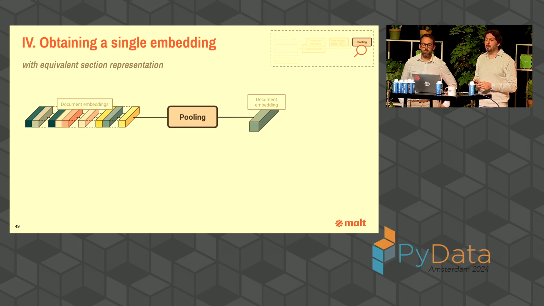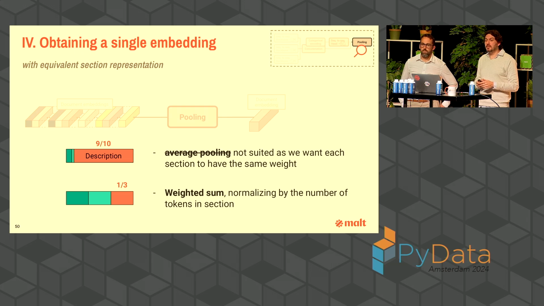Often we use average pooling, but in our case it's not well suited because the description contains many more tokens than all the other sections. So if we use average pooling, the final resulting embedding will contain mostly description content, and it wouldn't be balanced. So what we do instead is we use a weighted sum pooling, normalizing by the number of tokens in each section.